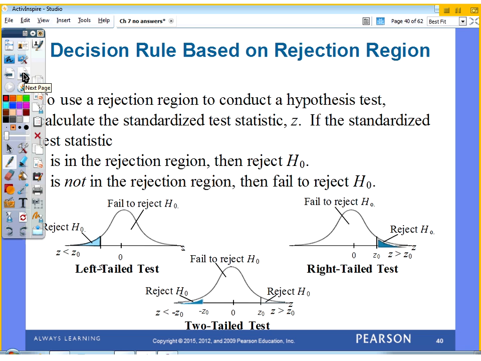So depending on what type of test you have, if it's left-tailed, right-tailed, or two-tailed, if your test statistic falls in those tails, then you do reject your null hypothesis. If not, we fail to reject.